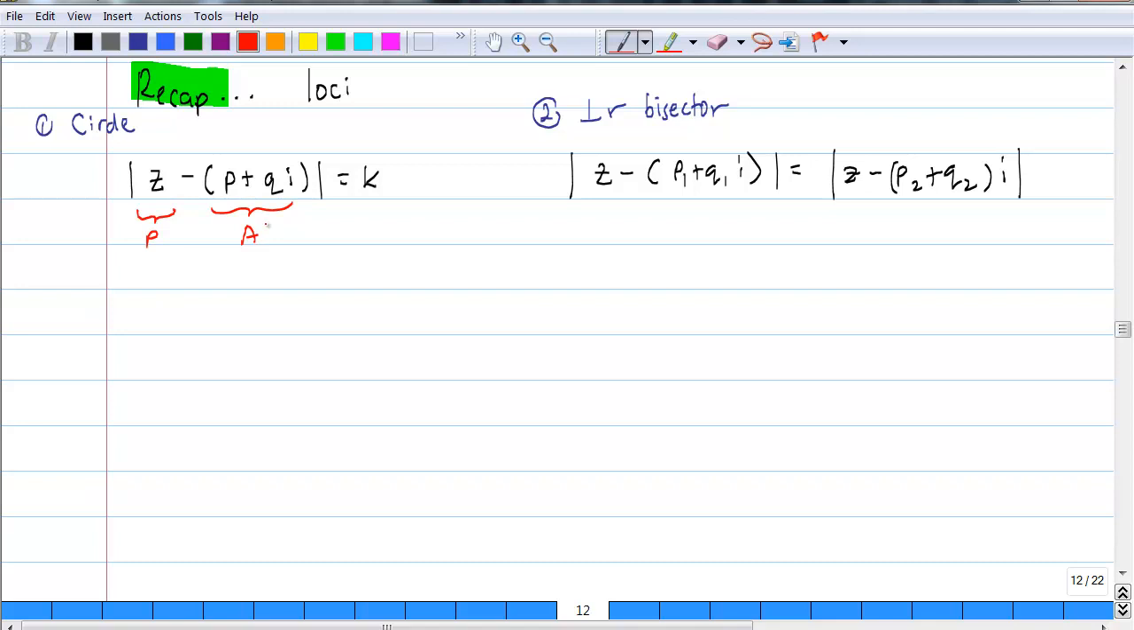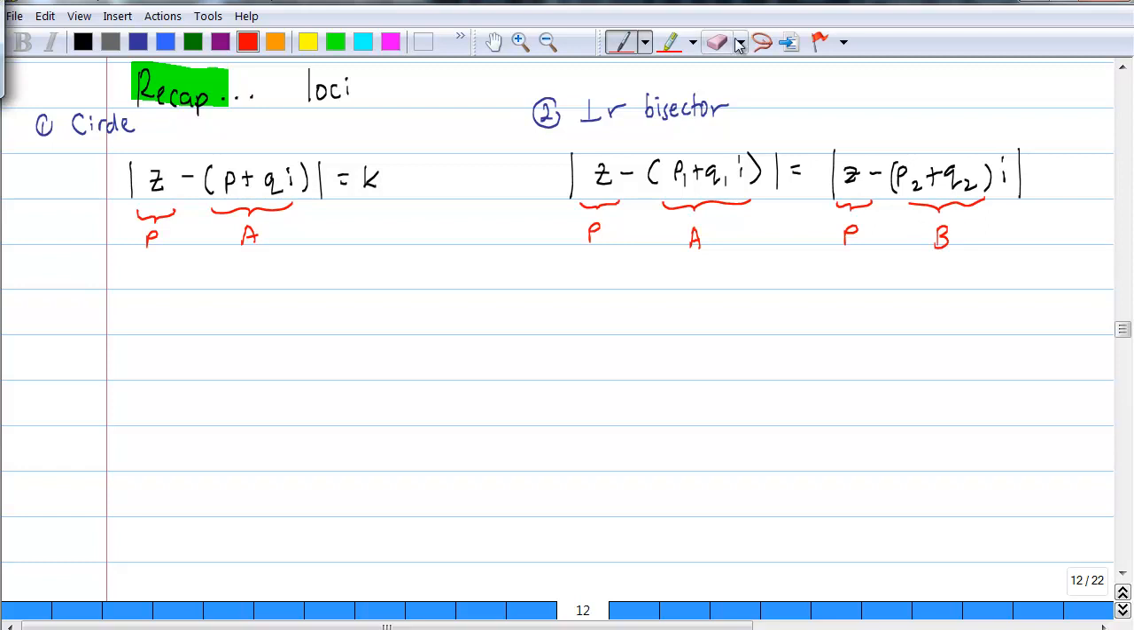Right. For the perpendicular bisector, again z is represented by the point P, and we let the point A represent the fixed complex number p1 plus q1i. Here is P again, and the complex number p2 plus q2i is represented by the point B.